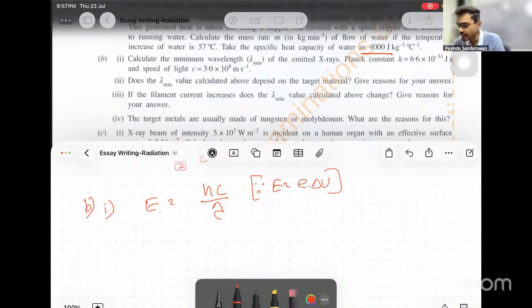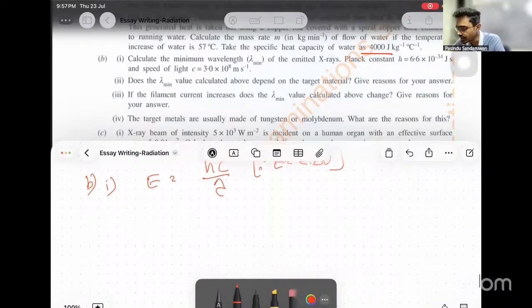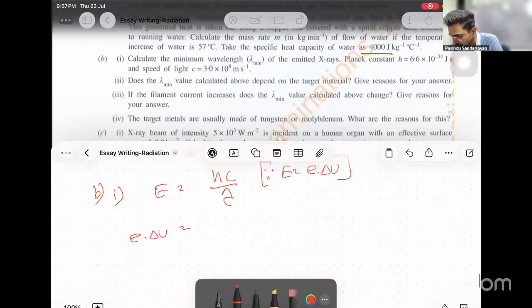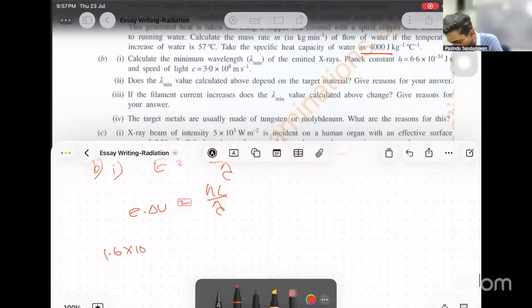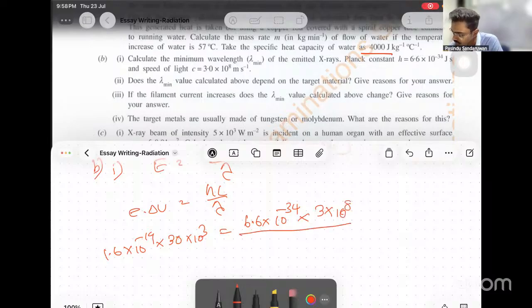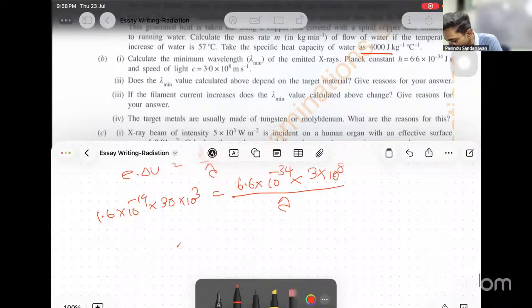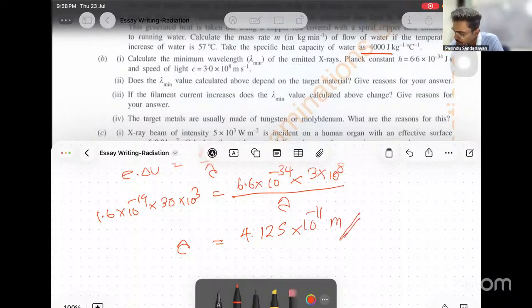e delta V. We wrote that equation earlier. That is due to e delta V. Then e delta V equals hc over lambda. Simplify. e is 1.6 times 10 to the minus 19, delta V was 30 kilovolts, h is 6.6 times 10 to the minus 34, c is 3 times 10 to the power 8, over lambda. So that's a simplification. Simplify this, that is 4.125 times 10 to the power minus 11.